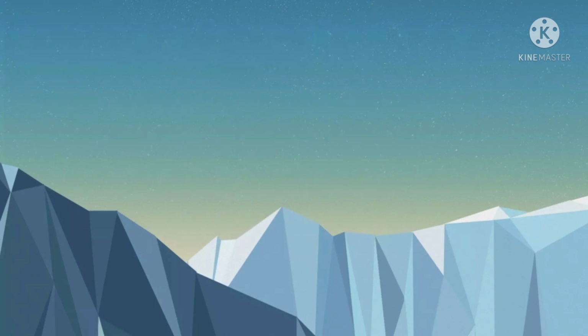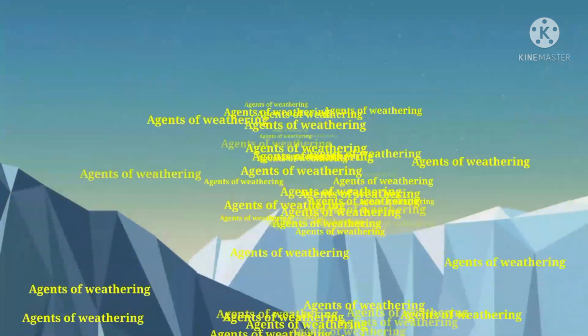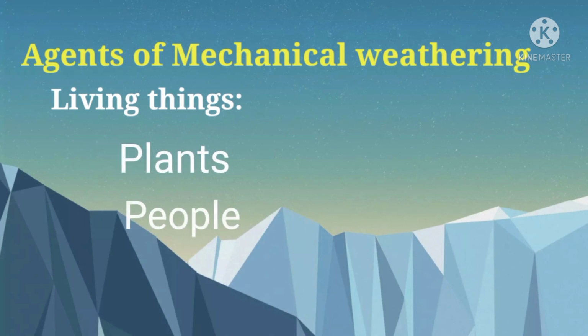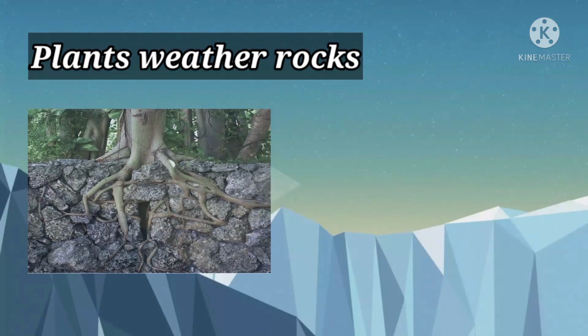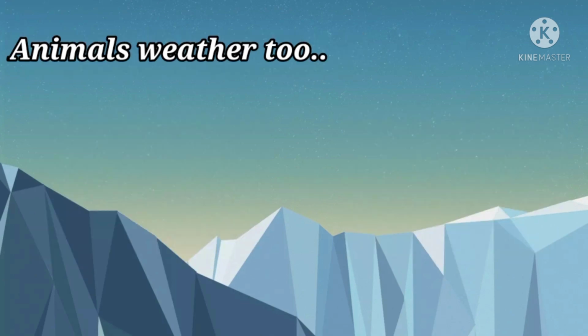Different factors break rocks apart. These factors are called agents of weathering. How do living things affect weathering? Plants, people, and animals can weather rocks. Some plant roots grow into rocks. As the roots grow, they push against rocks and concrete, which can lead to fractures. After some time, the rock cracks open. This eventually breaks rocks into pieces.